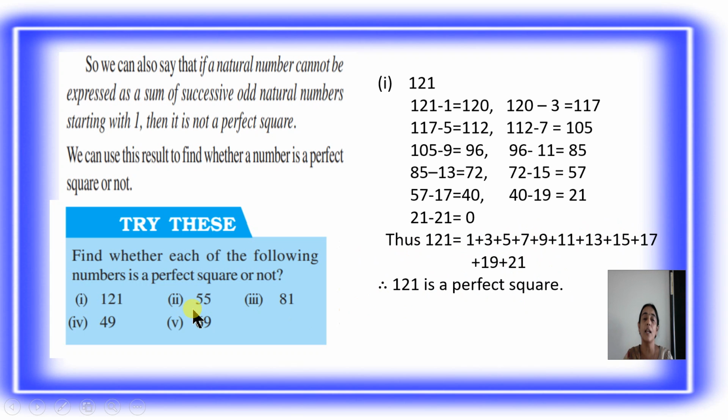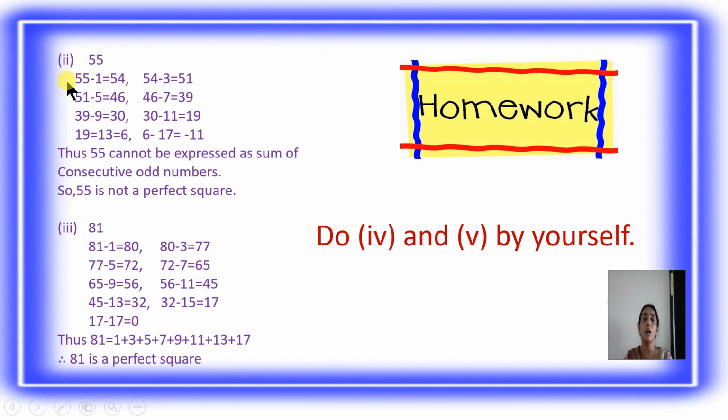Let's take the next number, 55. 55 minus 1 is equal to 54. 54 minus 3 is equal to 51. 51 minus 5 is equal to 46. 46 minus 7 is equal to 39. 39 minus 9 is equal to 30. And 30 minus 11 is equal to 19. And 19 minus 13 is equal to 6.